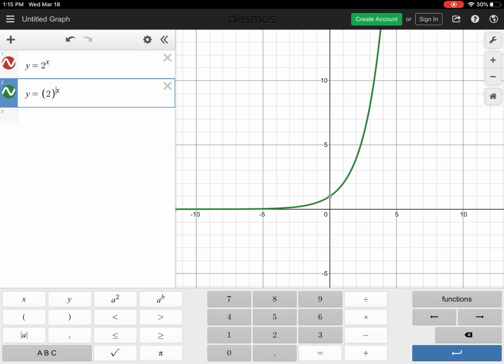Let's do H. So x plus 3. Let me erase this. It doesn't want to go away. There we go. So look, it just slides over. Looks like 3 units. Let's change that to 6. Keep sliding left. Let's change that to +9. Just keep shifting left.